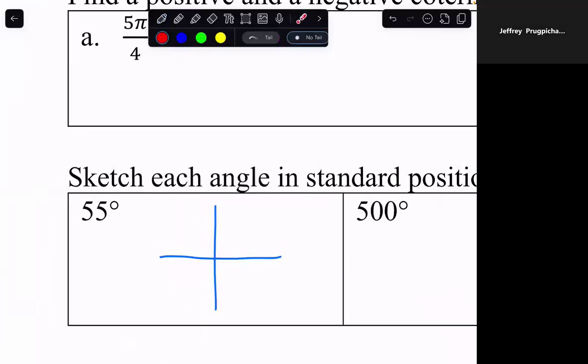Okay, so when I say sketch, that means it doesn't need to be perfect. It just needs to be reasonably close. So mainly it needs to be in the correct quadrant, right? So out of the 4 sections that the 2 axes split the plane into.